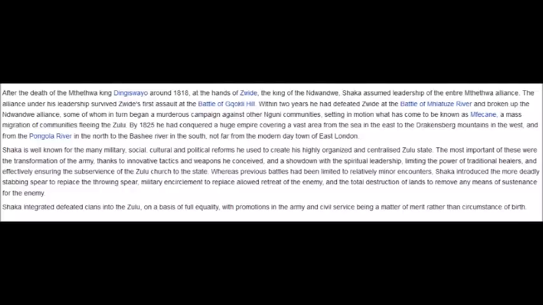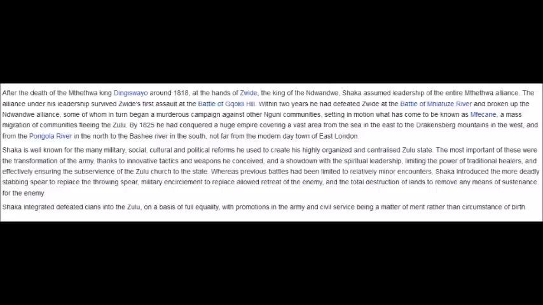Within 2 years, he had defeated Zawadi at the Battle of Menehizus River and broken up the Nwande alliance, some of whom in turn began a murderous campaign against other Nguni communities, setting in motion what has come to be known as Manafakan, a mass migration of communities fleeing the Zulu. By 1825, he had conquered a huge empire covering a vast area from the sea in the east of Drakensberg Mountains in the west and from the Pangolo River in the north to the Bashi River in the south, not far from the modern-day town of East London.